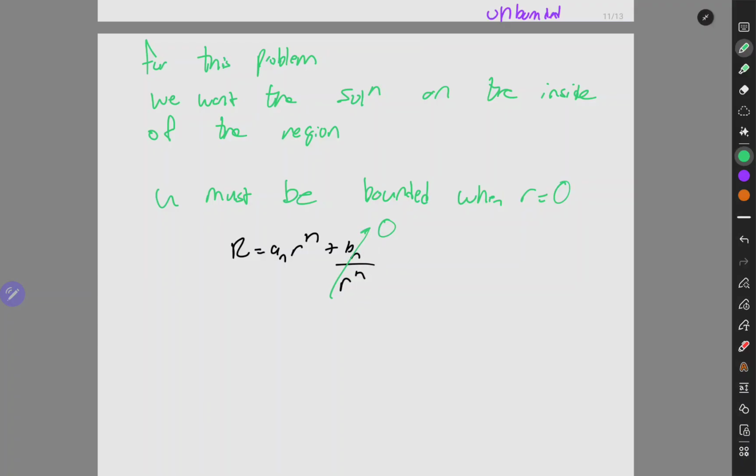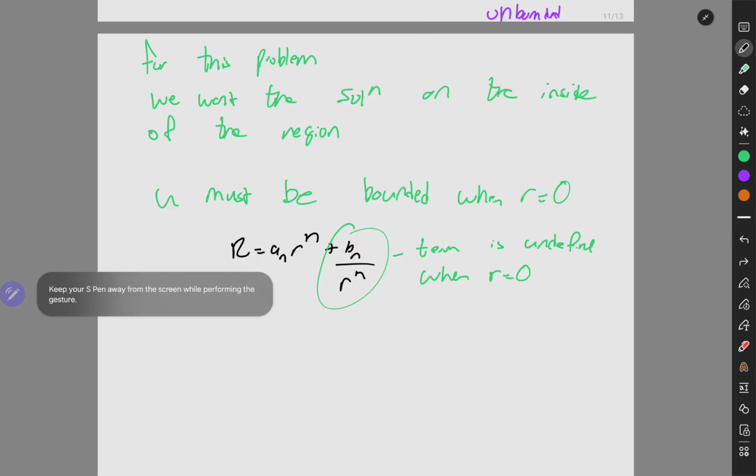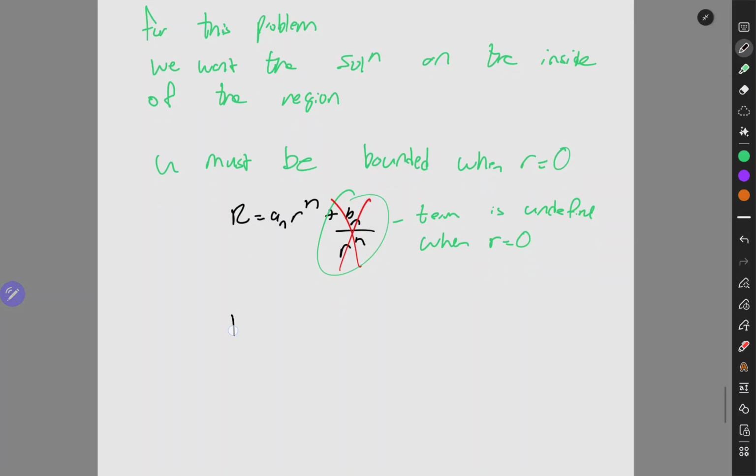goes to 0, right? Well, it doesn't go to 0, but it's undefined. This term is undefined when r equals 0, right? Because you divide by 0. So this is all we're left with. So we get rid of this. This is what we're left with.